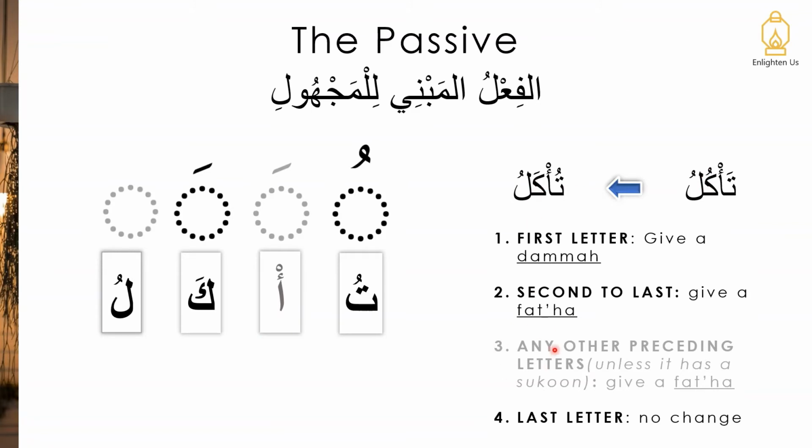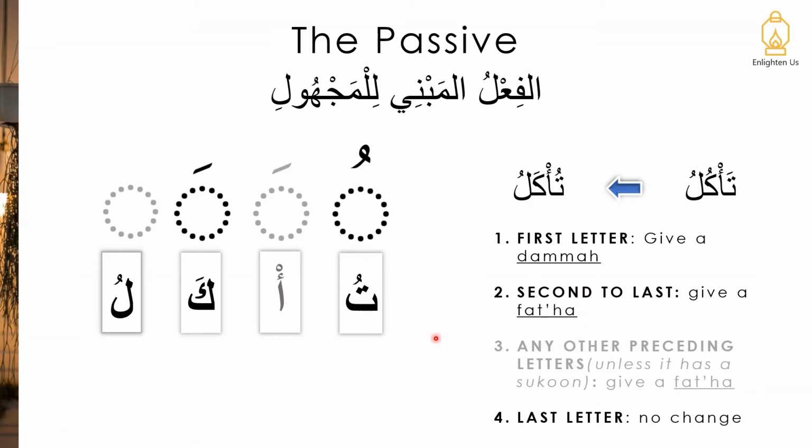And this is greyed out because any other preceding letters also get a fatha. We do have the preceding letter, we have the alif or the hamza, but it has a sukoon, so we leave it alone. It stays the same. And then the last letter, that's our lam. There's no change.